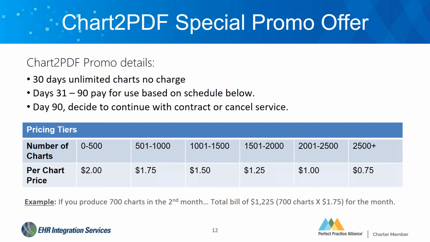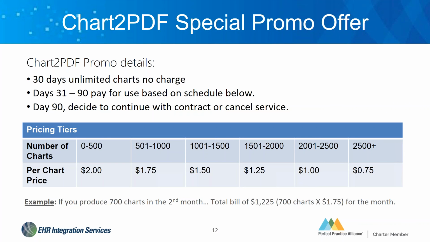First 30 days are absolutely no cost. Days 31 through 90, you'll see there's a chart down here at the bottom of the screen, and this would be your ongoing pay-per-use chart that we would utilize. Based upon how many actual PDF charts you generate on a monthly basis would determine how much those charts would actually cost. Quick example down at the bottom.